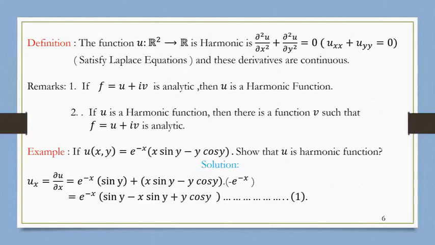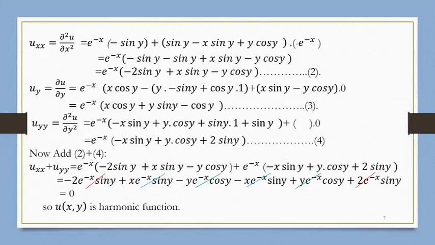Now we need to find the second partial derivative of u with respect to x. So again, apply the derivative to equation 1. We get u_xx, which is del square u over dx square. This is equal to e to the minus x times the derivative of the first, and this is the second derivative of the second term, minus sine y, plus the second term multiplied by the first derivative. So e to the minus x times minus e to the minus x is the derivative of e to the minus x. Simplify this result to get e to the minus x times minus sine y plus x sine y minus y cosine y. So we have minus sine y minus sine y, and we get the result 2: e to the minus x times minus 2 sine y plus x sine y minus y cosine y. So this is the second equation, the formula of the second partial derivative with respect to x.